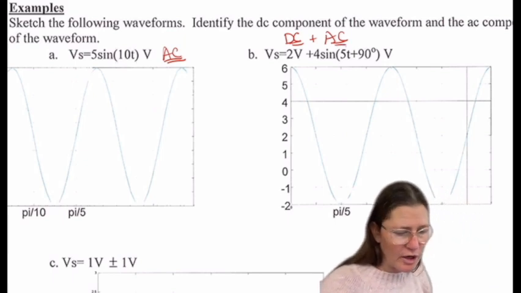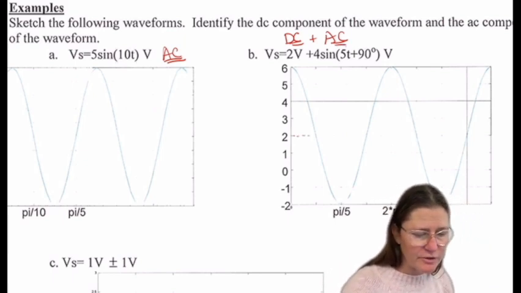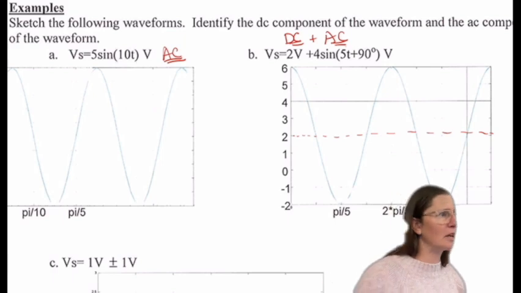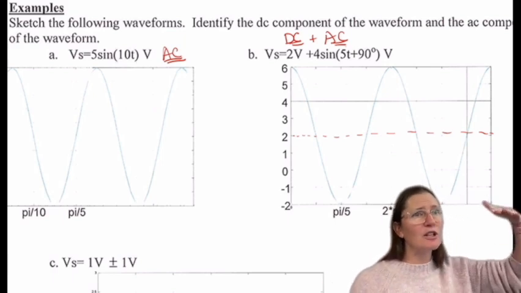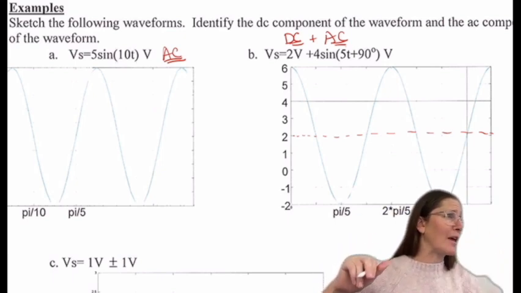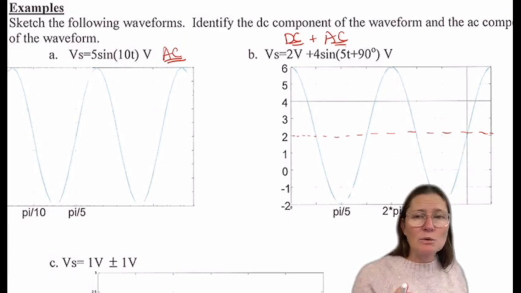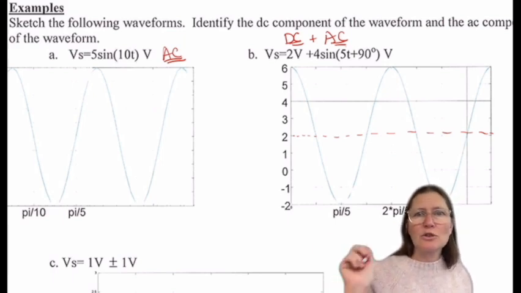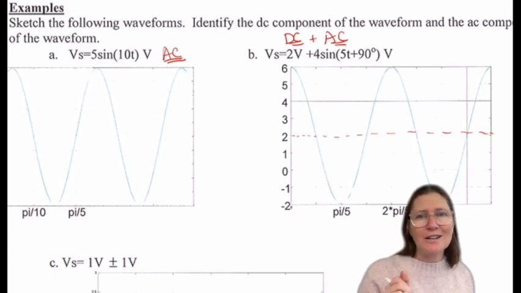So this is where it's shifted by 2 volts. Instead of your sinusoid being right at 0, you now have a shift of 2 volts, and then your sinusoid is oscillating around that 2 volts. Mathematically, we would write that as 2 volts plus the sinusoid. So there's a DC component and an AC component.